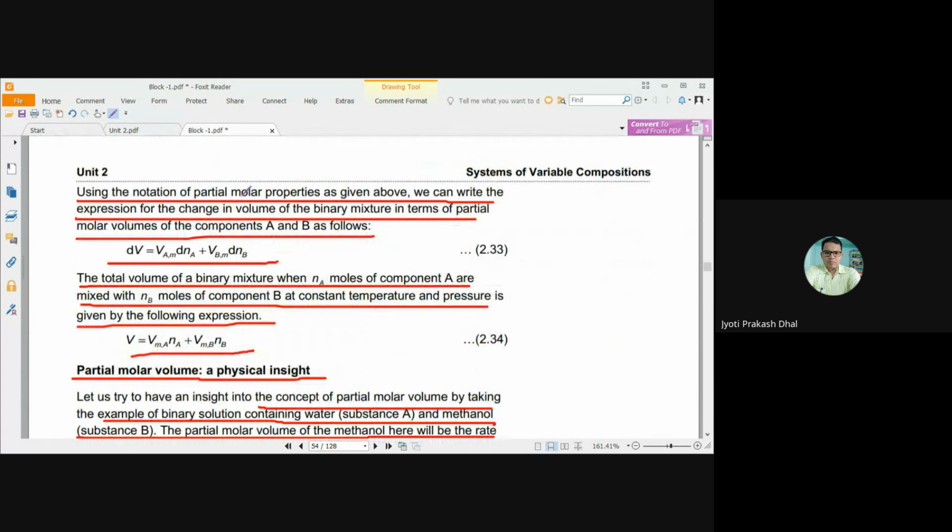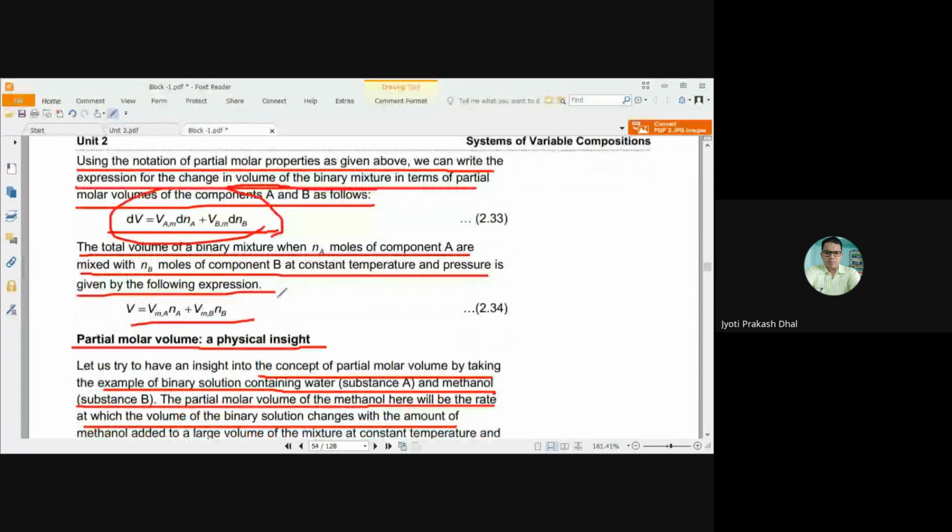Now, using the notation of partial molar properties as given above, we can write the expression for the change in volume in a binary mixture in terms of partial molar volume of the component A and B. So in that case, we can write dV equals VAM dNA plus VBM dNB. So the total volume of the binary mixture when Na moles of the component A are mixed with Nb moles of the component B can be obtained by integrating this expression, and that will become V equals VMA Na plus VMB Nb.